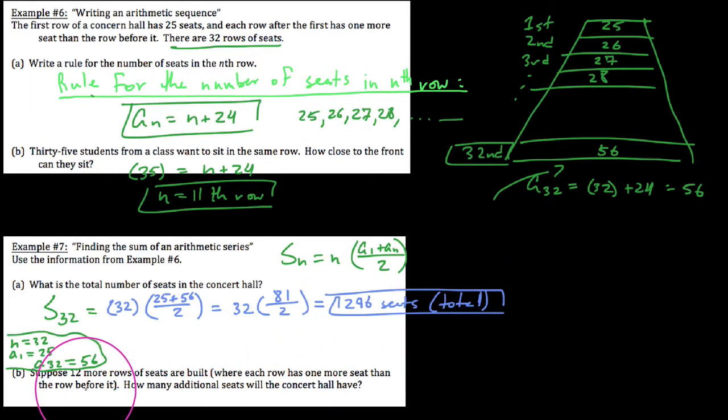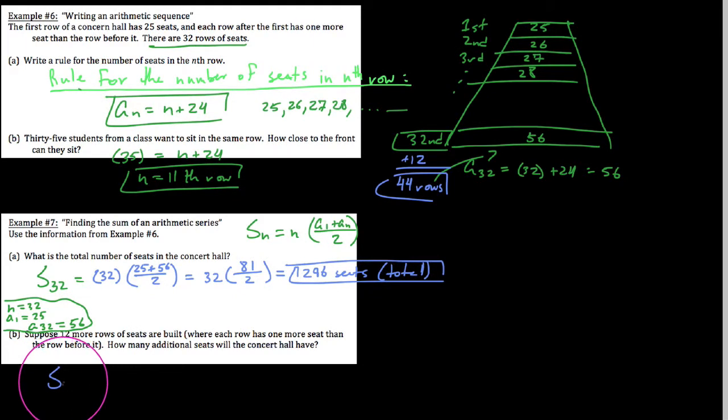If we were to add on 12 more rows of seats, then how many total rows would there be? Well, I know that there are 32 rows in the first place, so if we were to add on 12 more rows, we would come up with 44 total rows. So really, if I wanted to find the total here, here's going to be my plan. Why don't we go ahead and find the total of the first 44 rows, if there were hypothetically 44 rows.